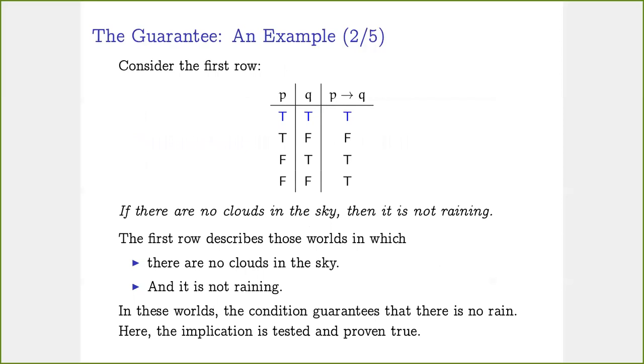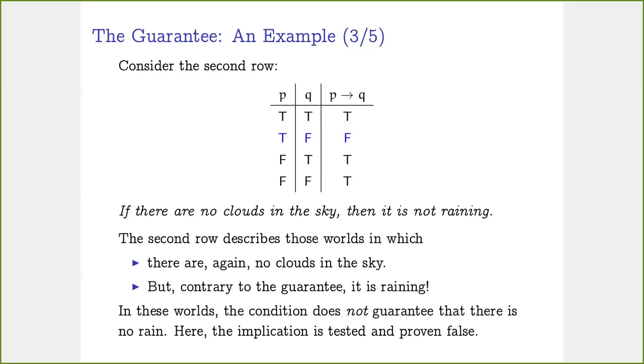Consider just the first row, and think of it in terms of each row corresponding to a different set of possible worlds. The first row describes those possible worlds in which there are no clouds in the sky and it is not raining. In these worlds, the condition guarantees that there's no rain. Here, the implication is tested and proven true.